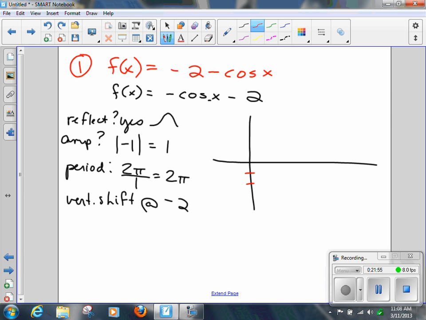Oscillation line at -2. Here's -2, -1. How high? 1 above, 1 below. We got -1, -3, -2. Now what? Where does this cosine curve, this cup, start? It's going to start and end at -3, won't it? Means our maximum value will be no higher than -1.